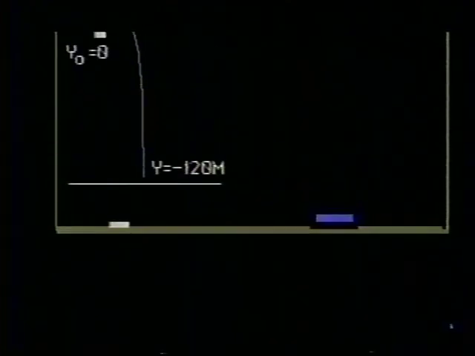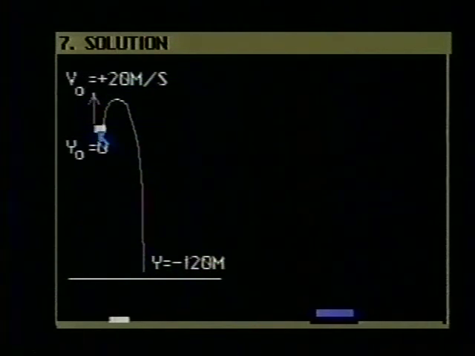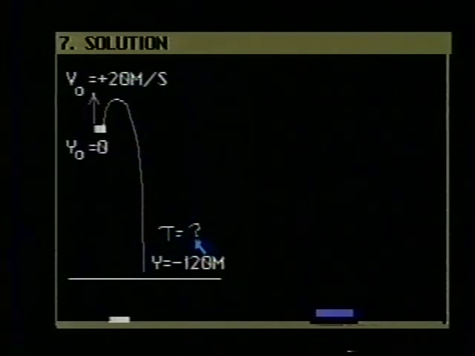Here is our problem. We're told that the initial velocity of the helicopter and hence the package is 20 meters per second. I've labeled that at time t equals 0, the initial displacement is 0. Sometime t later, the displacement is minus 120 meters. We want to find out what that time is when the displacement is minus 120 meters. All right, that's our problem.